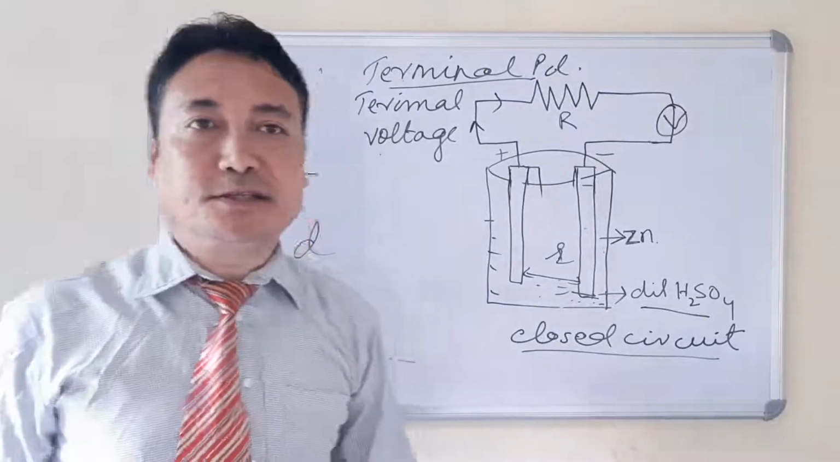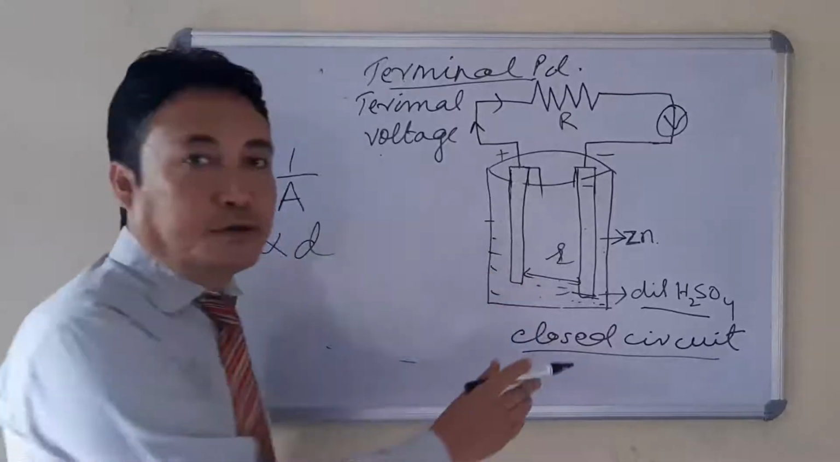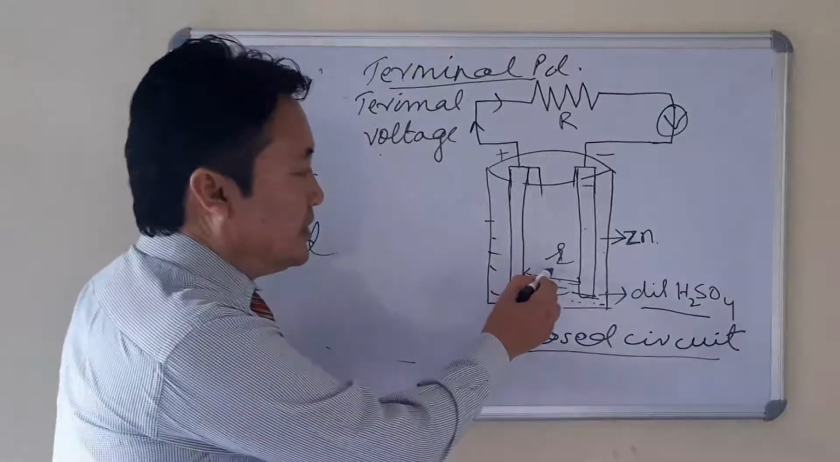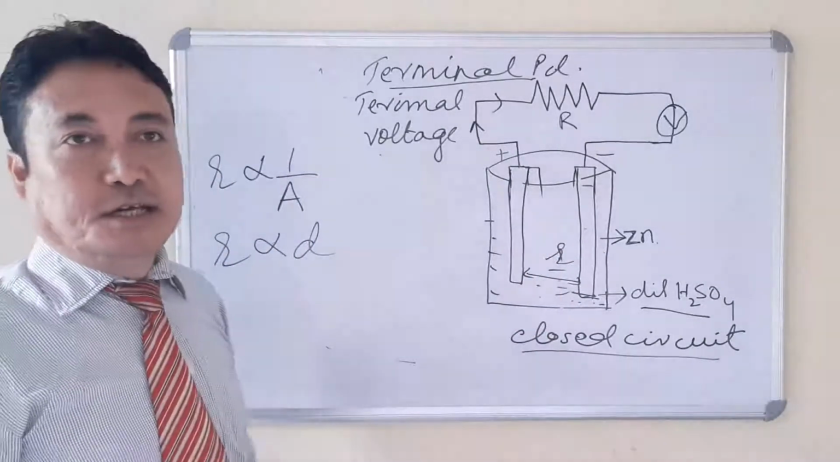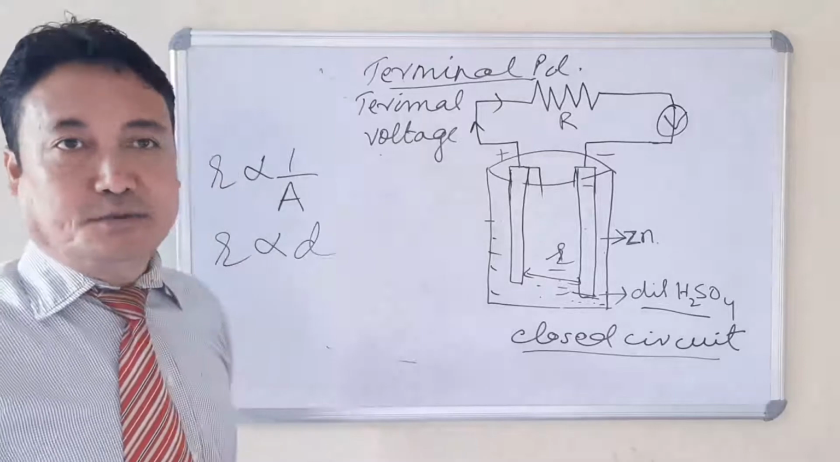Okay, and the next factor is that internal resistance is directly proportional to the distance of the electrodes. So that means if the distance between the two electrodes increases, the resistance will also increase. If the distance between the two electrodes decreases, the internal resistance will also decrease.